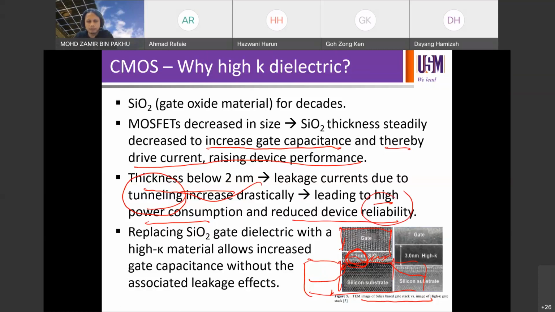So replacing the SiO2 gate, the gate oxide, with a high K material, which are other materials, allows an increase of gate capacitance. You want to keep increasing the gate capacitance without having leakage effects, right? If you don't use high K dielectric material to replace it with the reduced technology nodes, we're going to end up with more and more leakage current that will affect the device performance.